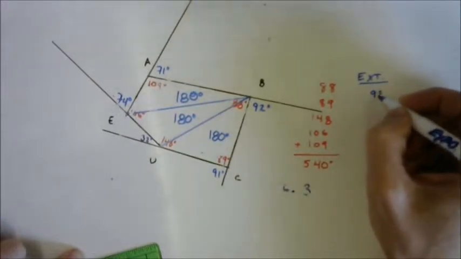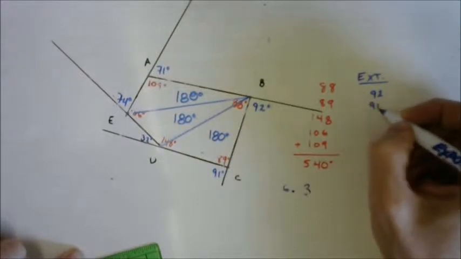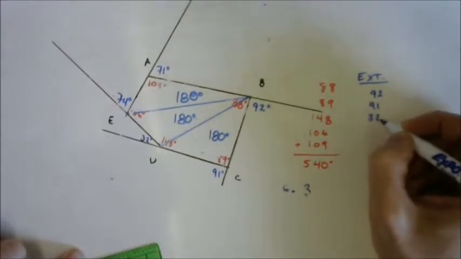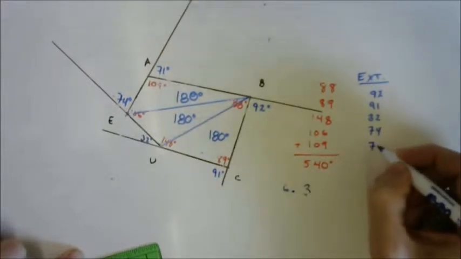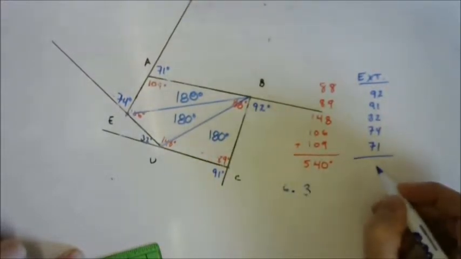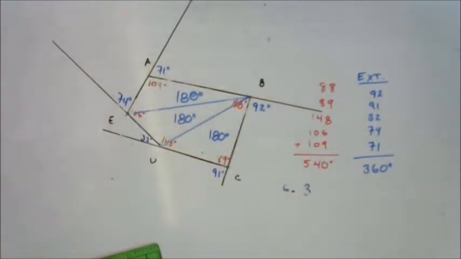I've got 92 plus 91 plus 32 plus 74 plus 71. Oh, shoot. Interesting. I would say something, but I might get an infraction. So I will keep my.